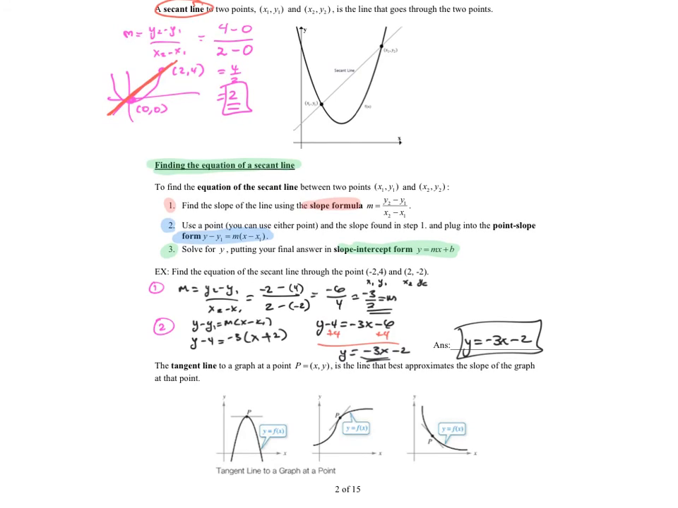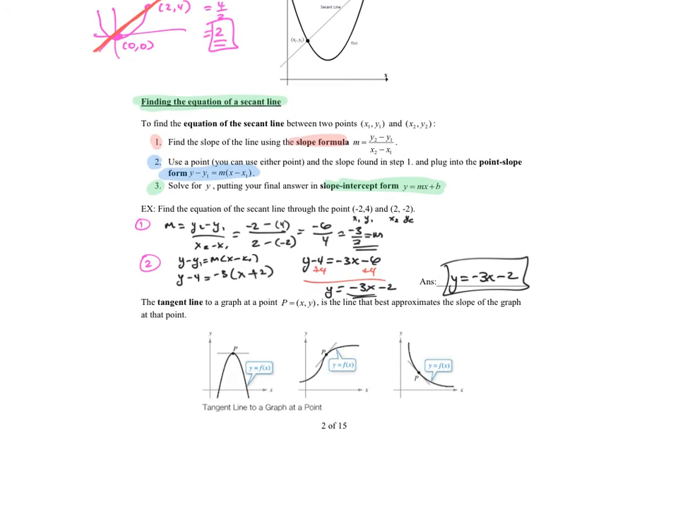So it says the tangent line to a graph at a point P(x, y) is the line that best approximates the slope of the graph at that point. So that's important for you to understand. The tangent line is the line that best approximates the slope of a graph at a single point.